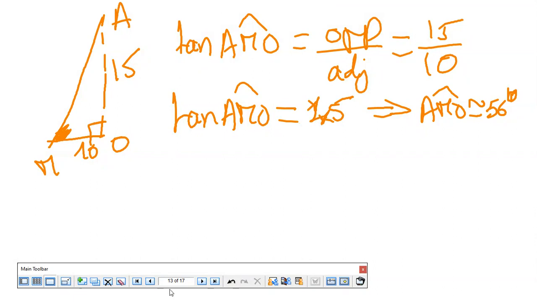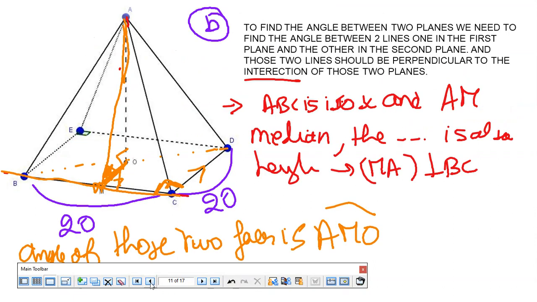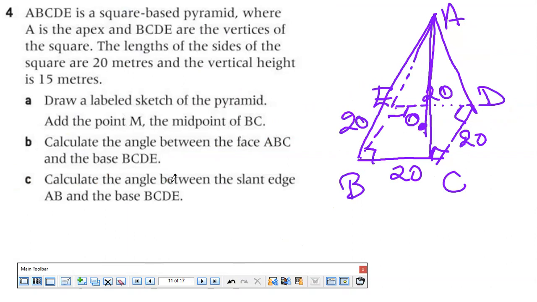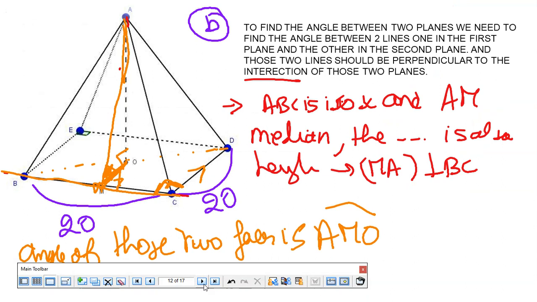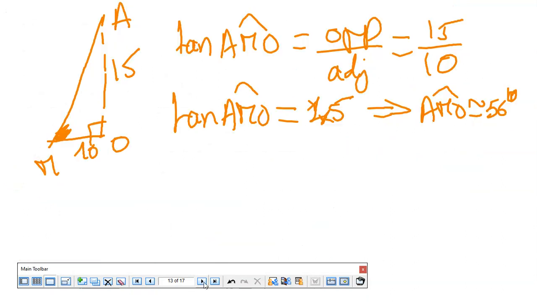Now, we move to the last question. The last question is I need to find the angle between the slant edge AB and the plane BCD. No, the angle between a line and the plane. We just have two properties to remember: angle between two planes, and angle between a line and the plane. We have another exercise like this, so don't worry guys, you will get it again.